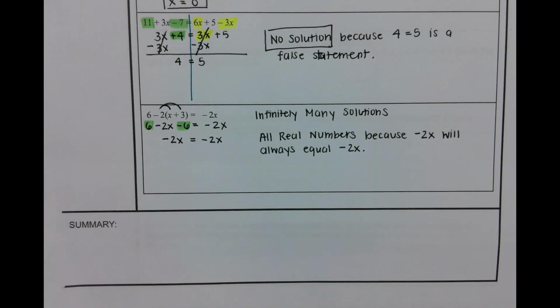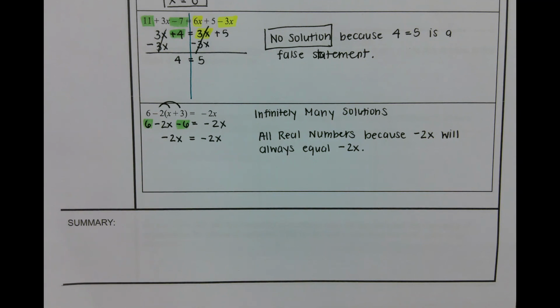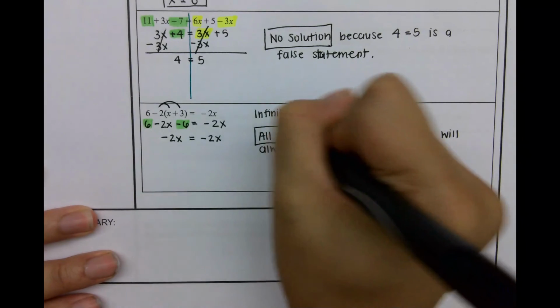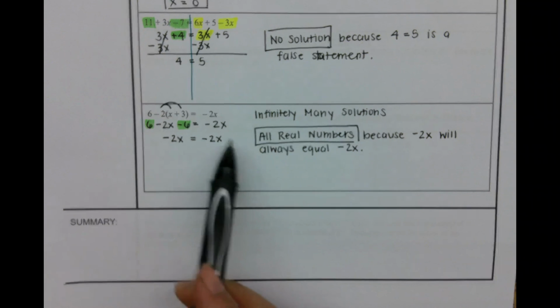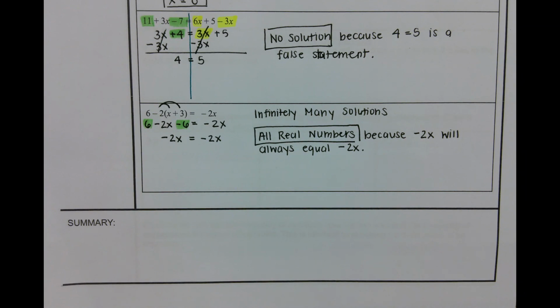That is always true. No matter what crazy number you plug in for x, this equation is going to be true. So when you arrive at something that is always true, like x equals x, or 5 equals 5, this is technically known as an identity, and your answer will be all real numbers. Okay, that's it for special cases. See you next time, guys.